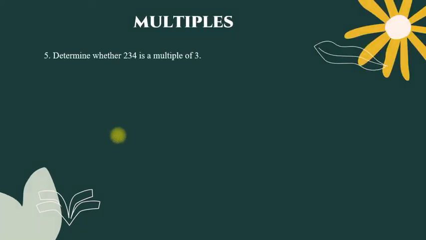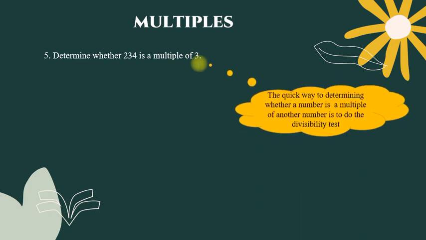Next, determine whether 234 is a multiple of 3. To determine whether a number is a multiple of another number, the quick way is to do the divisibility test. You divide, and if you can divide correctly without any remainder, it means that it is a multiple. Like this, 234, we divide by 3, you get 78. No remainder. We divide completely, which means that 234 is a multiple of 3.